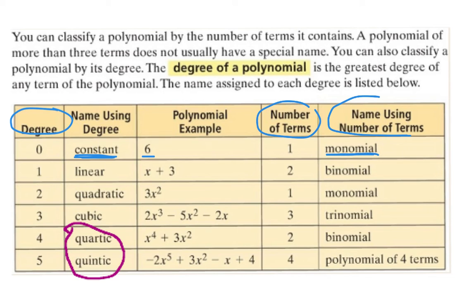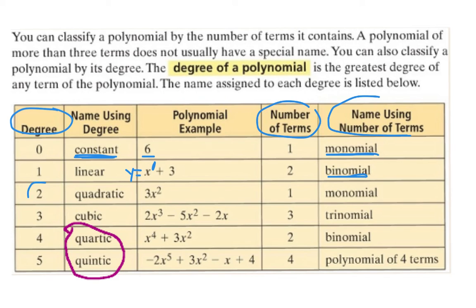If the degree is 1, we call it a linear polynomial. In this case, linear binomial, because it has 2 terms. And we know why it's linear. If we graphed y equals x plus 3, you know we would get a line. Anytime the degree is 1, when we graphed it, we'd get a line. We call that a linear polynomial.